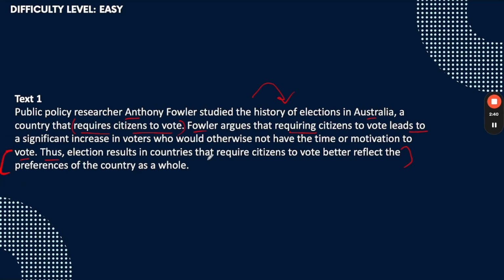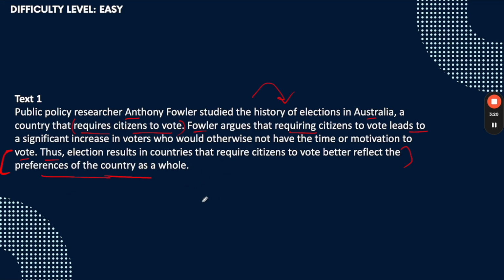Thus, election results in countries that require citizens to vote better reflect the preferences of the country as a whole. So what is the research really saying? It's saying that when countries make it a compulsion for the voters to vote, the country will know better what its preference is as a whole, right? When all the citizens are voting, we will know better what the country prefers as a whole. Their preferences are more clear when everybody is voting. This is what I understand from text 1.